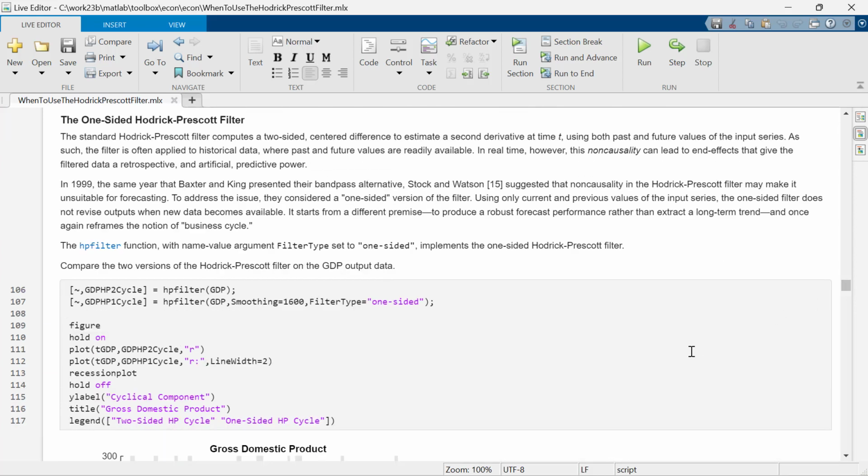Now there's another take on the Hodrick-Prescott filter. In 1999, the researchers Stock and Watson looked at the Hodrick-Prescott filter and said it was problematic in terms of doing forecasting of the business cycle. And part of the reason for that is that there was that arbitrary smoothing parameter that we talked about earlier and how to set it.